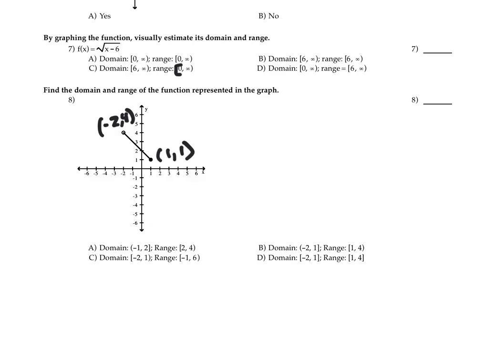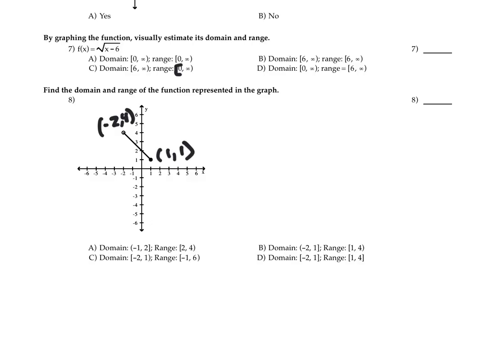But at -2, there's an open circle, so at this one we want a parenthesis next to it. Down here, it's a closed circle, so we want a bracket. So that would be -2 to 1, with 1 being a bracket. Okay, so that one would be the best one. So it would be either B or D.